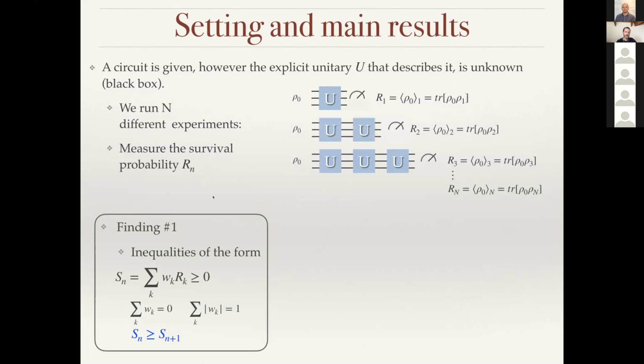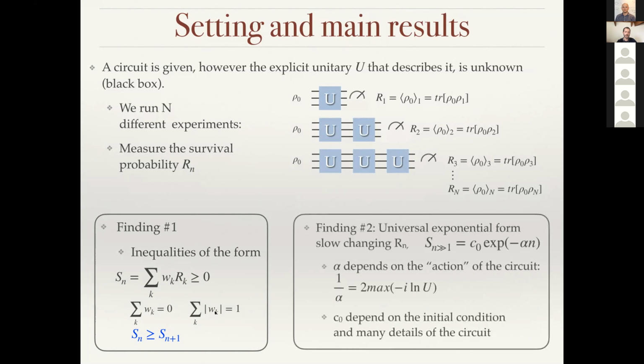Our first finding is that if we look at these numbers, the survival probabilities, they satisfy these inequalities. It's a family of inequalities. For each number of cycles, there's a different inequality. These W_k have alternating sign, all in all they sum up to 0, and in absolute value they equal 1. Another finding is that this series of numbers has to monotonically decrease. That will be important later on.